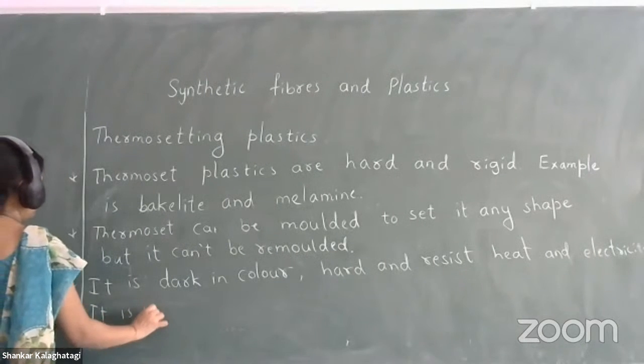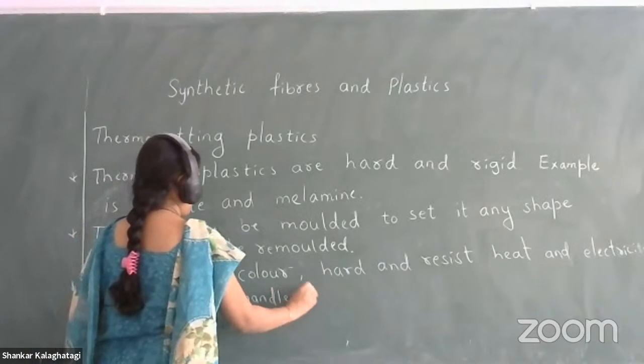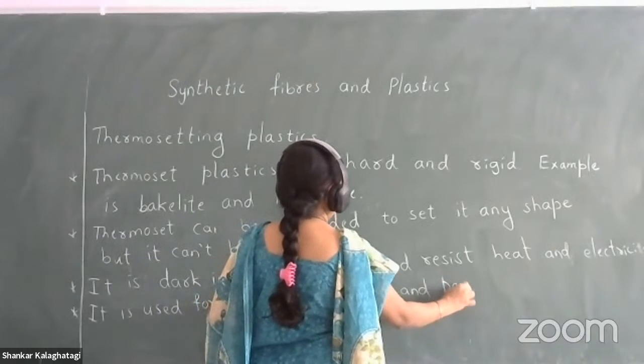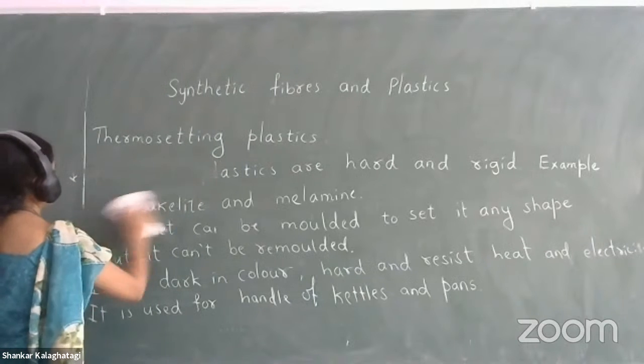It is used for handles of kettles and pans. Then examples of thermosetting plastics. Some examples.